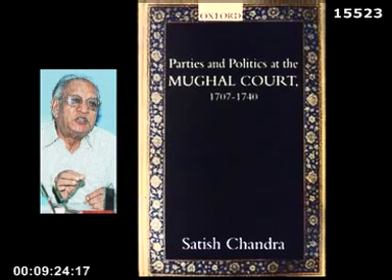But from independence, some of the Indian historians began to write and began to search for deeper causes of the decline of the Mughal Empire. One of them was Professor Satish Chandra, who wrote Parties and Politics at the Mughal Court. Here he showed two aspects very briefly. One is that there was a great oppression by the Jaigirdars on the peasants in the 18th century. He wrote between 1704 and 1741.